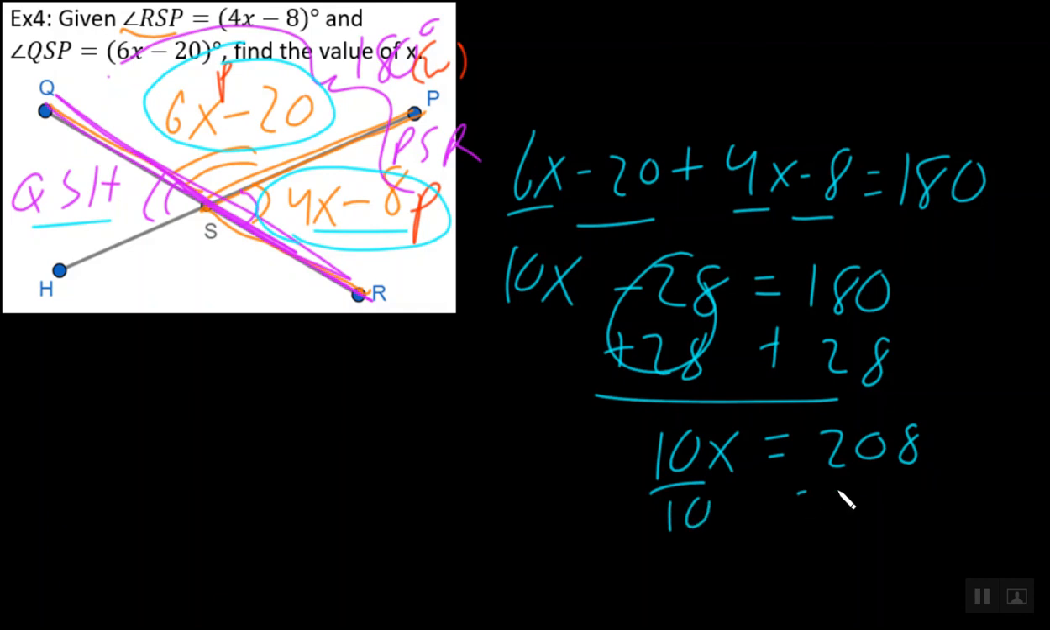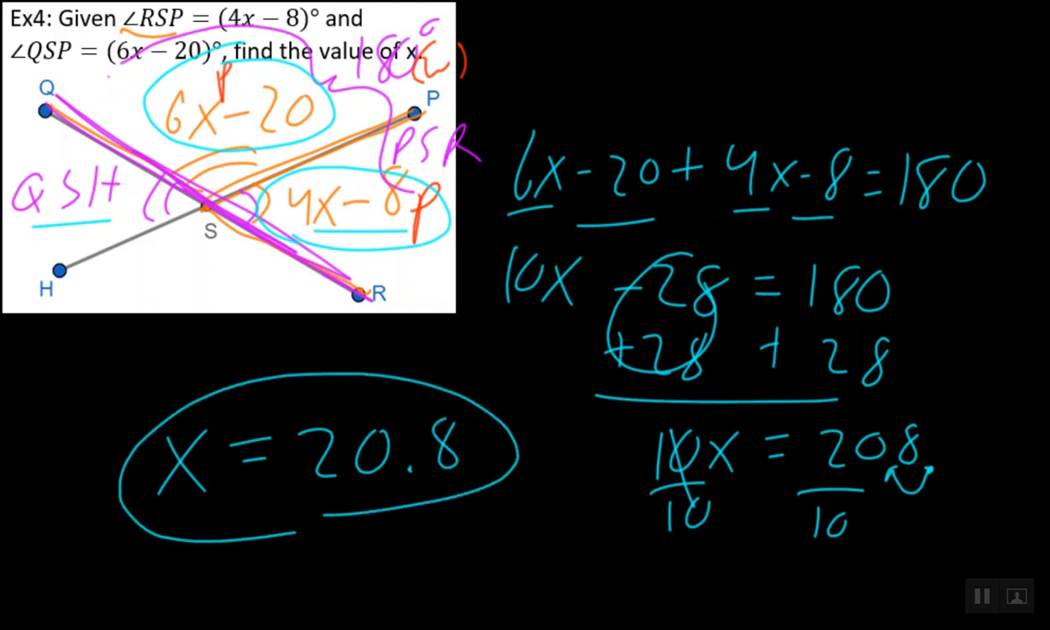And after I divide both sides by 10, a cool trick with dividing by 10, take your decimal and just move it one position to the left. And so we know x is equal to 20.8. All right, I hope that these 4 examples helped you out. The only thing that I did not cover, once again, is if you have vertical angles that are across from each other, you're going to set them equal. All right, good luck, and I'll see y'all in our level 4 video.